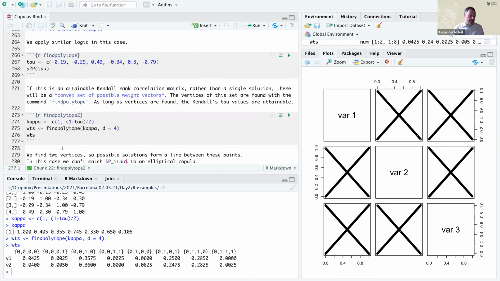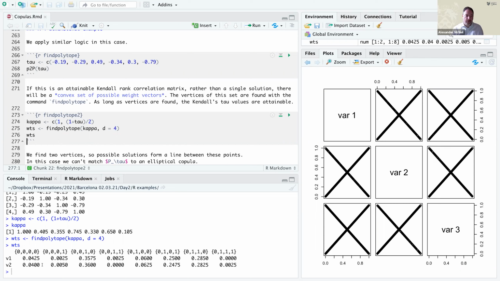When I run this, in fact, I get 2 solutions. So I see that there are 2 vectors of weights. They're called V1 and V2. And they put weights on diagonals of the four-dimensional cube. The four-dimensional cube has 8 diagonals, 2 to the power 3. And so one possible solution is 0.0425 weight on the first, and so on, 0.3575 on the third. So that's one solution, but another solution is given in the second row.